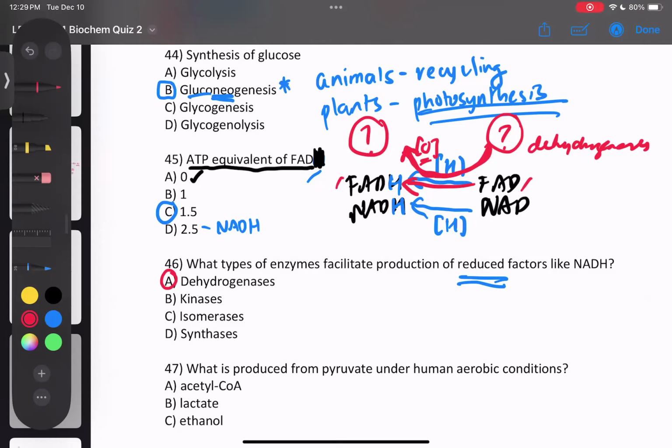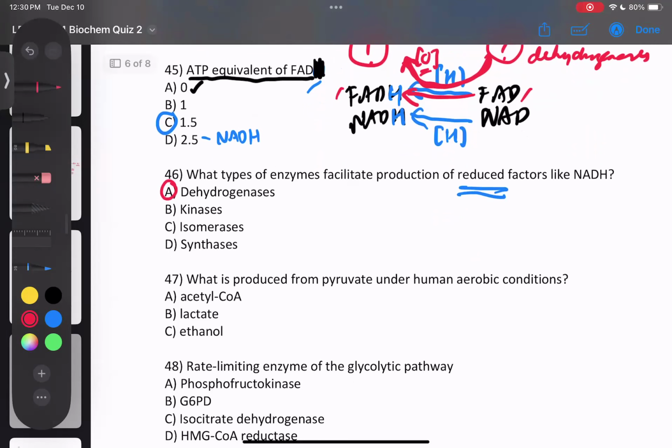What is produced from pyruvate? What is produced? Wait a moment. I'm just trying to look for something in my notes. Okay. I kind of commented earlier fumarate to malate. There's actually no oxidation there. It's malate to oxaloacetate that has the dehydrogenase. But anyway, that's beside the point.